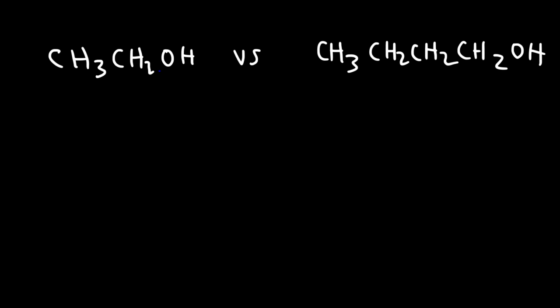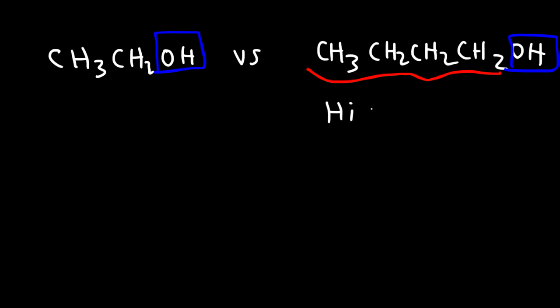Now, both of these molecules contain hydrogen bonds. However, notice that the size of the hydrocarbon chain is not the same. For butanol, there are more atoms in that molecule, and as a result, in addition to hydrogen bonds, it's going to have more London dispersion forces. As a result, it's going to have a higher boiling point.